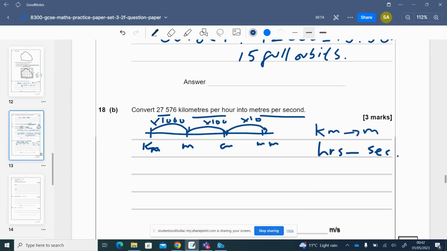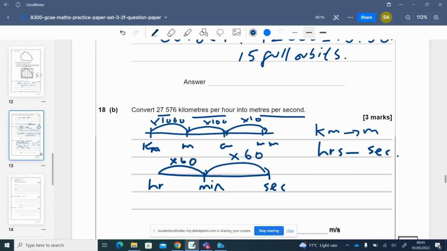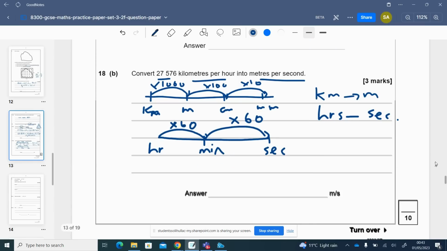Okay. Now, for time, we use hours, minutes and seconds. So if I draw the hours as well, hours, then we have minutes, and then seconds. To change from hours to minutes, in 1 hour we have 60 minutes, so we need to multiply by 60. And from minutes to seconds, we multiply again by 60 because in 1 minute we have 60 seconds. So these are the two things you need to draw in front of you, to see how to do this conversion.